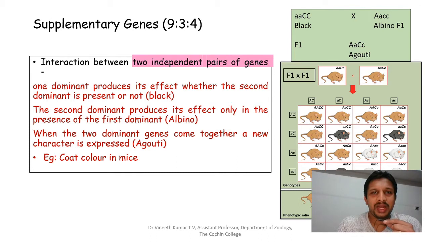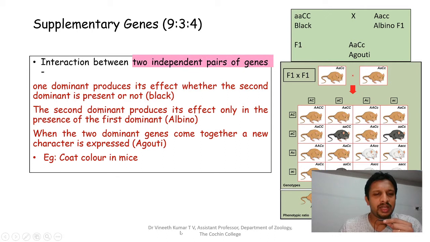The first one is independent in that it has the capacity to produce its trait even in the absence of the other one. But the second dominant allele of the second gene is dependent on the first one, in the sense that it produces its effect only in the presence of the first one. Such a type of interaction is called supplementary genes. When the two dominant genes come together, a new trait can be seen as an effect. The main example of this is the coat color in mice.